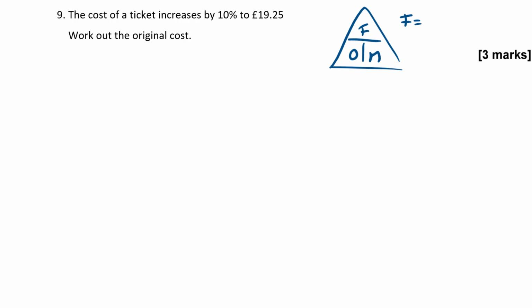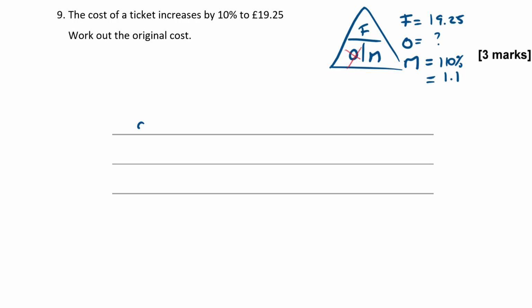Here, I'm working backwards, aren't I? I've been given the cost after the increase, so the final is 19.25. The original is what I'm trying to find, and the multiplier: it's an increase of 10%. So if I start with 100 and add on 10, I've now got 110%, which as a multiplier is 1.1. I want the original, so let's cover that up, and that means original equals final divided by multiplier.